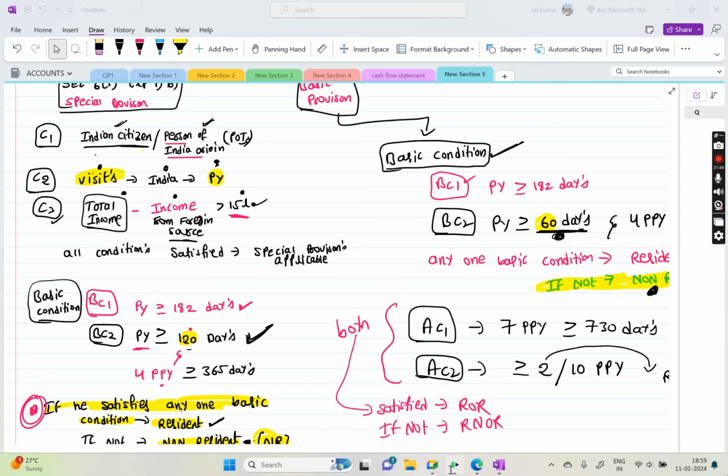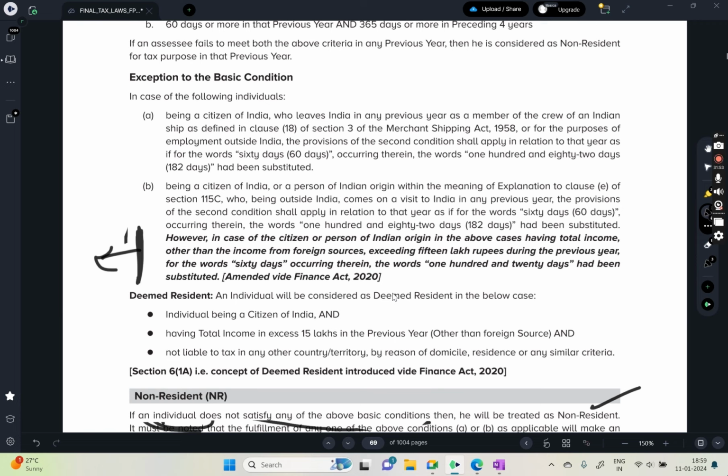Now again, if you see this part: however, a citizen, meaning Indian citizen, or a person of Indian origin, in the above cases having total income other than income from foreign sources exceeding 15 lakh rupees during the previous year, for the word 60 days occurring therein, the word 120 days shall be substituted. So this highlighted thing, the same thing I have explained in condition 1, condition 2, condition 3. If all these conditions are satisfied, then this special provision applies: instead of 60 days, 120 days is applicable. So you don't need to get confused by reading this.